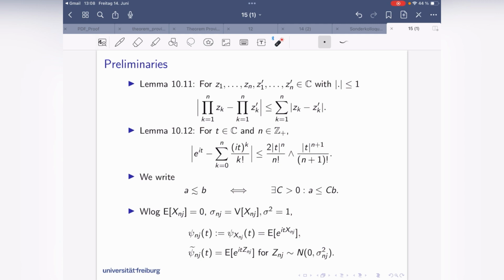Because I want to show that the b here, which depends on n, converges to 0. And if c does not depend on n, then a also converges to 0. That's how I want to use this. Okay, we have two characteristic functions, the psi nj's and the psi tilde nj's. Without the tilde, I have the x's. With the tilde, I have the z's, which have the right distribution already.